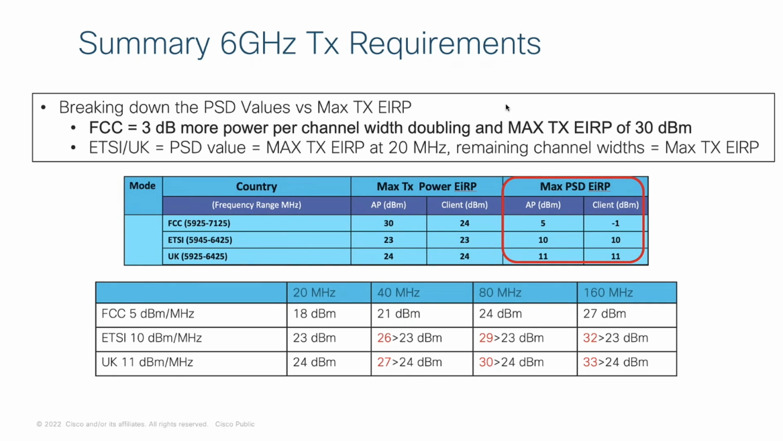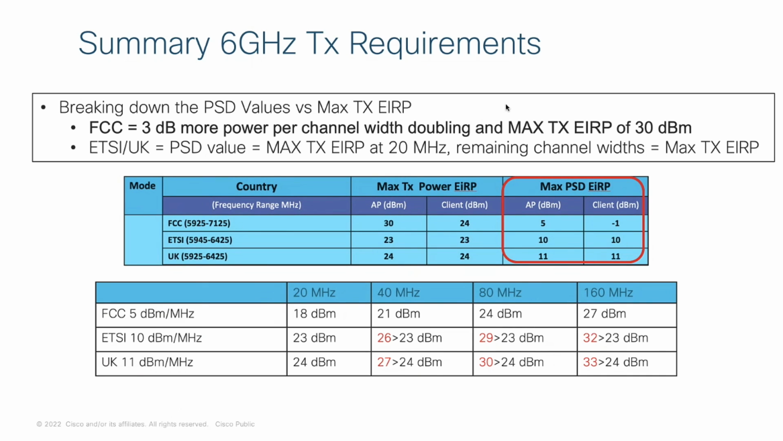If you break down the PSD values, those power spectral density values, for us in the US, the FCC side, we get 5 dBm per megahertz, and the client gets -1. So that's a 6 dB delta from the peak EIRP. We get a maximum of 30 and 24. If you take a look at ETSI, they're getting 10 and 10, so the client doesn't pay a penalty. They get 10. However, they do get clipped at 23 dBm for both the client and the AP.